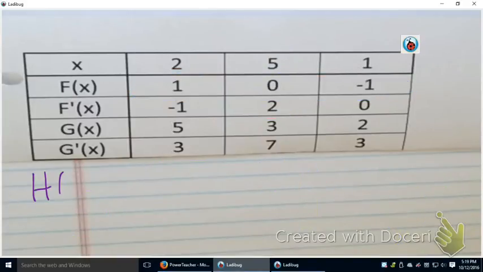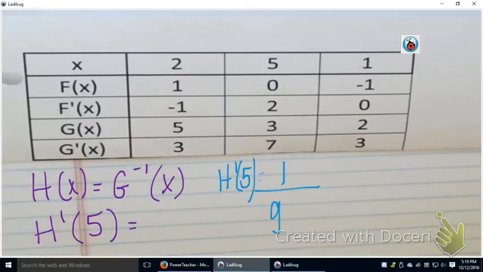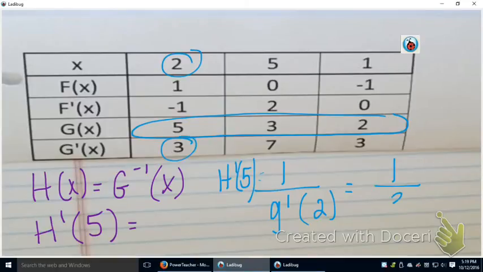One last one. H of x is g inverse of x, and I want to find h prime of 5. That would be 1 over g prime of whatever x value corresponds with 5, which is 2. 1 over g prime of 2 would be 3.